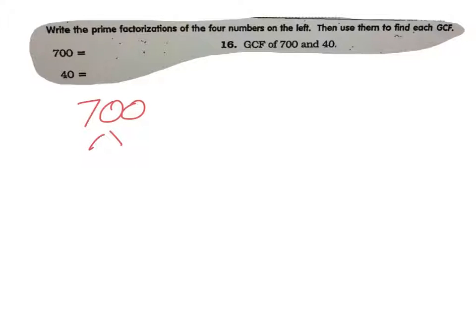So what are two numbers that multiply and make 700? Well, off the top of my head, I can think of 7 and 100. 7 is prime, so I circle it. 100 is composite, so I can keep going. Two numbers that multiply and make 100 are 10 and 10.